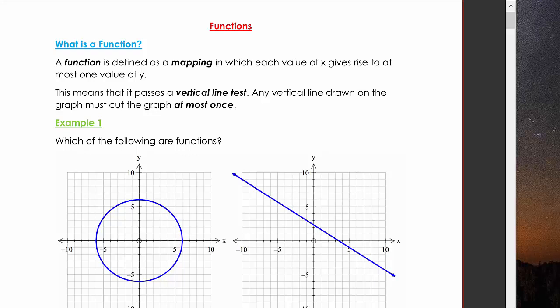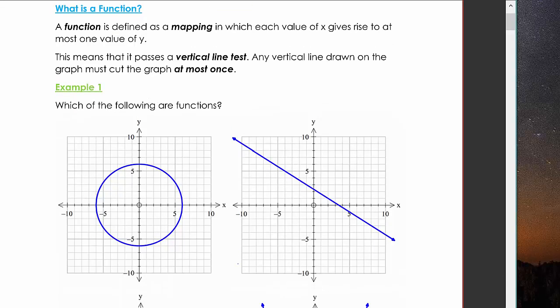Okay, we're going to have a very brief look at functions in this section. You'll get a much more detailed look at functions in your Year 11 course. But basically, what is a function? A function is defined as a mapping, and we're not going to go into too much of what mappings are in this course. It's not actually part of the syllabus.